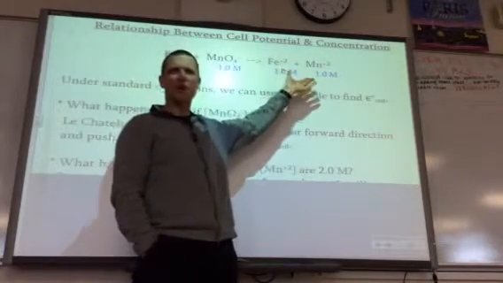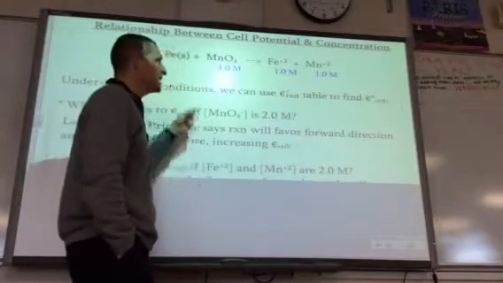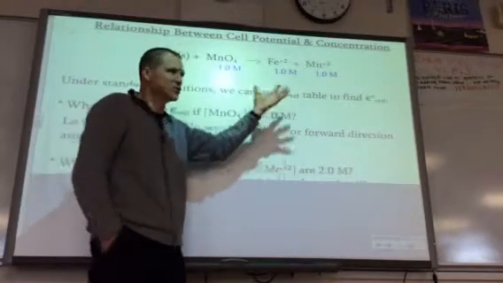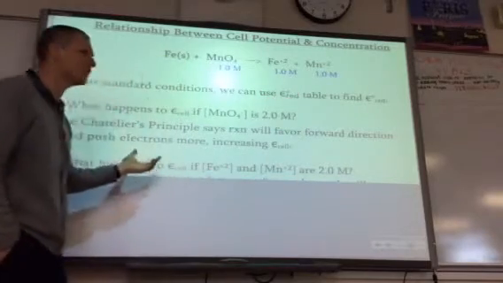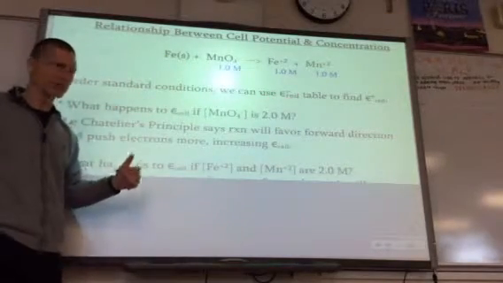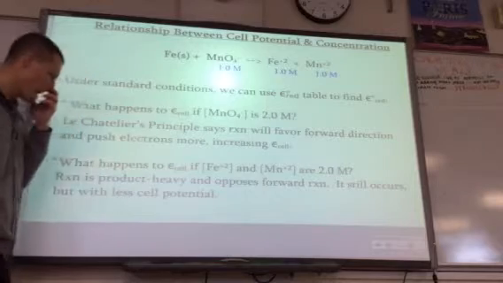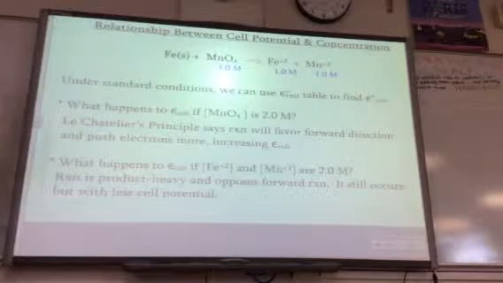But what happens when it's product heavy? Well, all that happens is it goes to the right, but there's a little resistance to it going to the right. But it still goes to the right. So that means that the voltage will be lower. So it still occurs, but with a lower push to the right and a lower voltage.